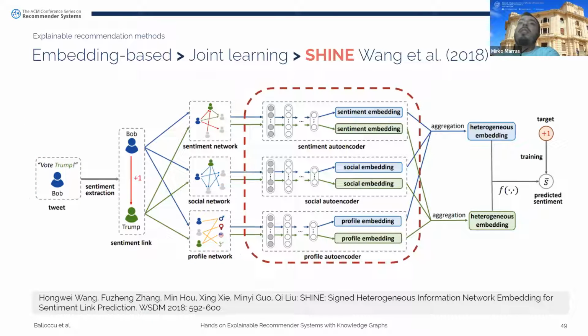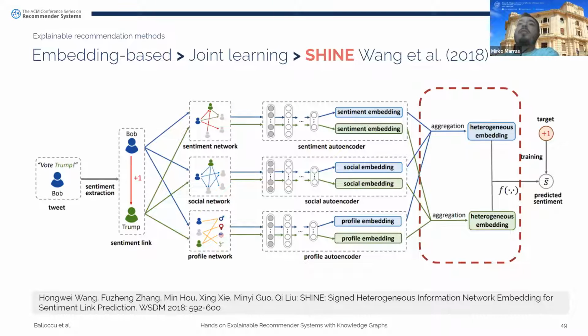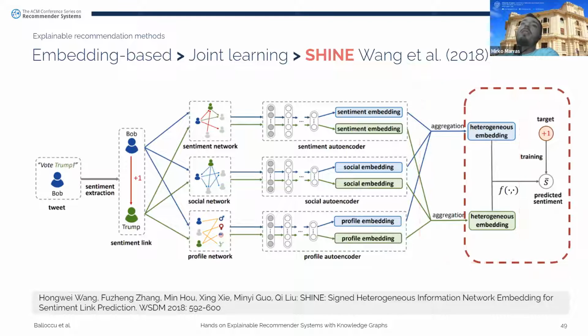Then they design 3 distinct autoencoders to extract short and dense embeddings from these original sparse neighborhood-based representations, and aggregate these 3 kinds of embeddings into final heterogeneous embeddings. The predicted sentiment can thus be calculated by applying specific similarity measurement functions. And the whole recommendation model can be trained based on the predicted sentiment and the target sentiment. It is the ground truth obtained in the sentiment extraction step.